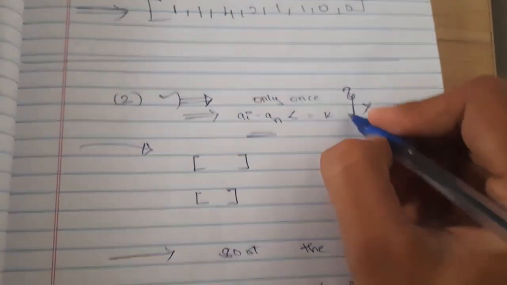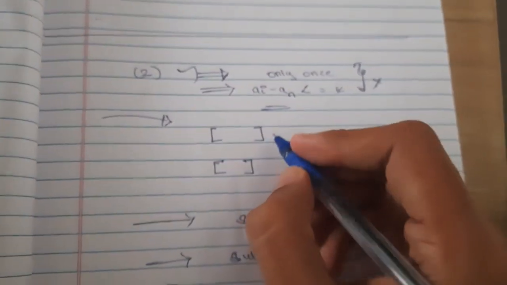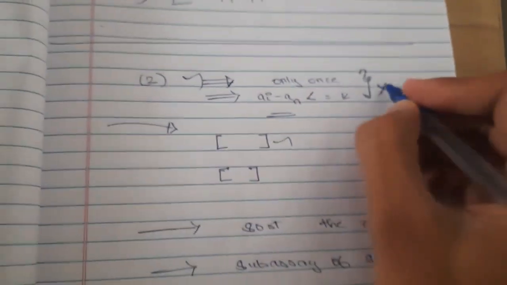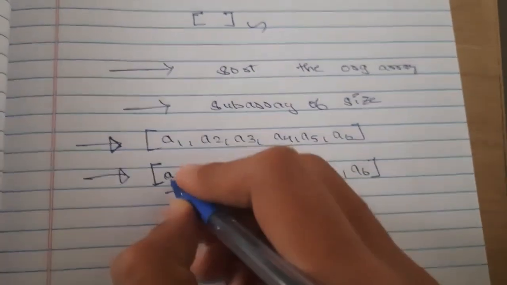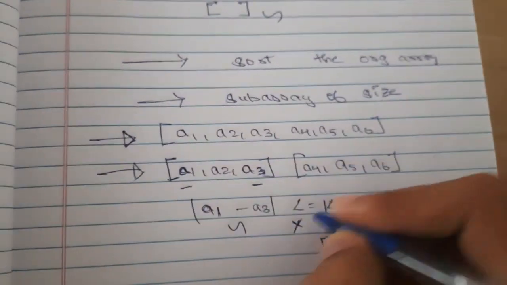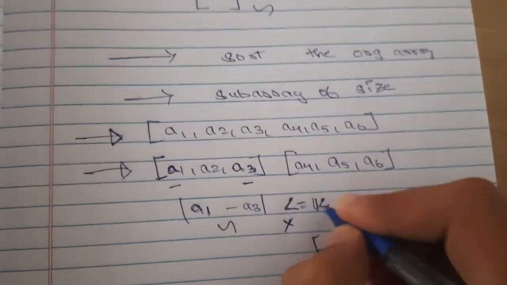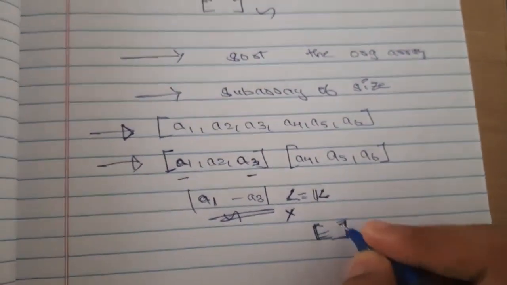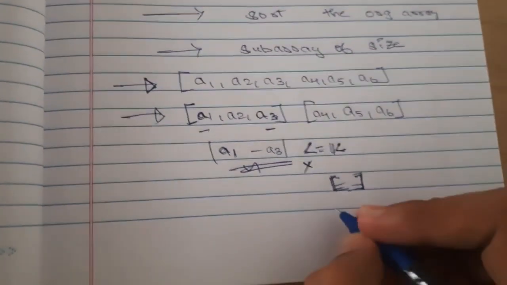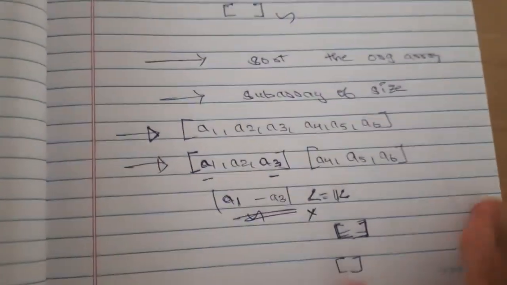Like I already mentioned, these two conditions need to be satisfied to return the subarray of size 3. If it is not satisfied, we need to return an empty array. Here, if the difference between the first and last element in a subarray of size 3 is less than or equal to k, we will add this subarray into the final return array. If it is not satisfying, we will return an empty array. So let's see an example.